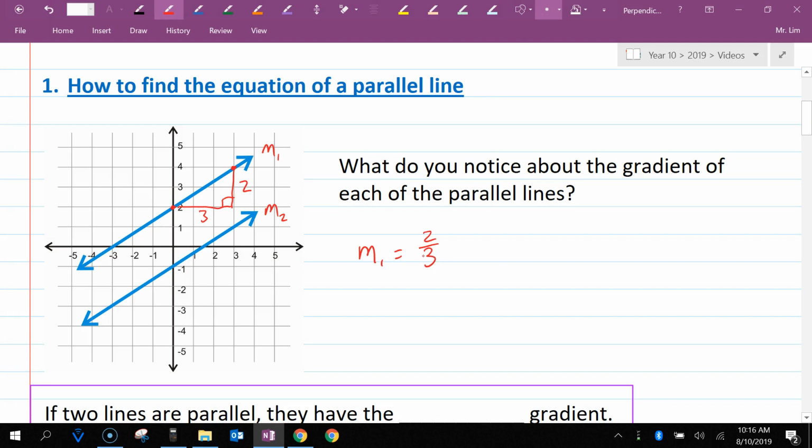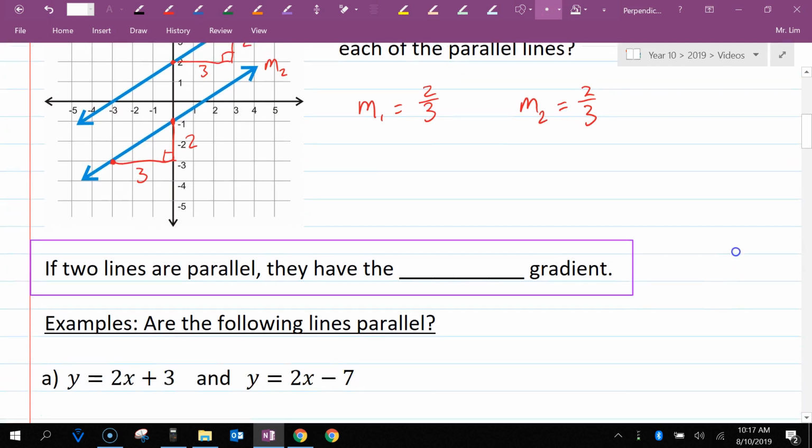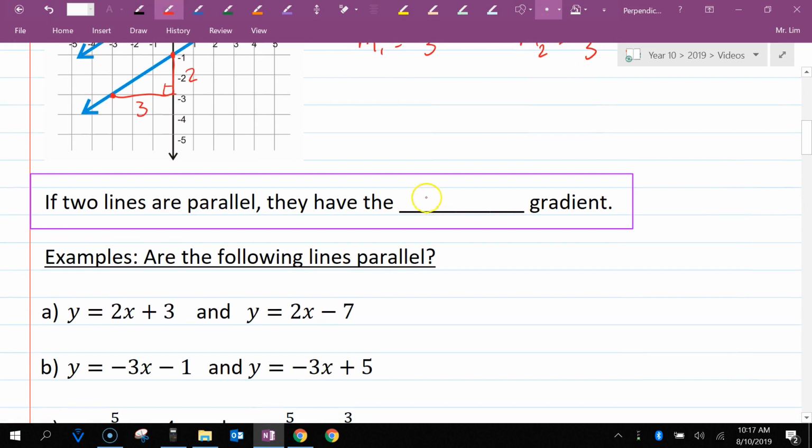If we pick 2 points from the other line and draw a right angle triangle, the rise is 2 and the run is 3. So the gradient of the second line is also 2/3. We notice that the gradient of each of the parallel lines is the same. The conclusion we can make is that if 2 lines are parallel, they have the same gradient.